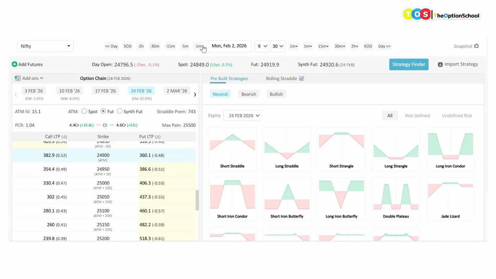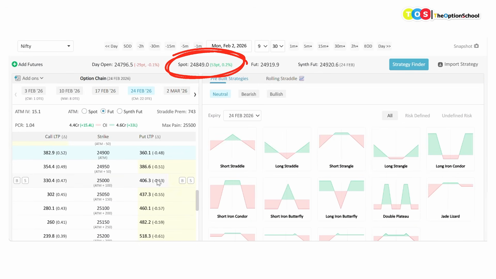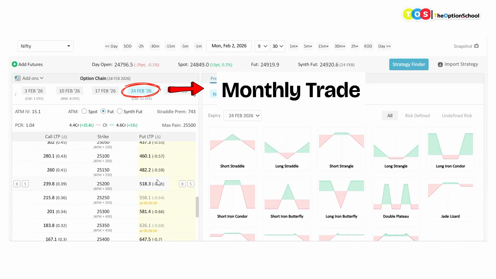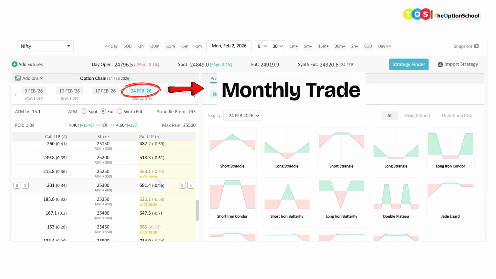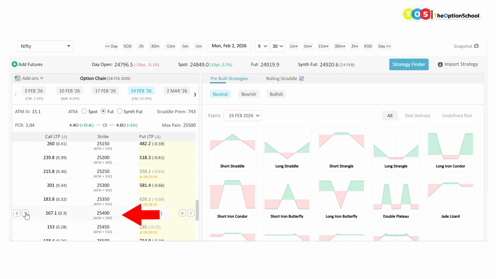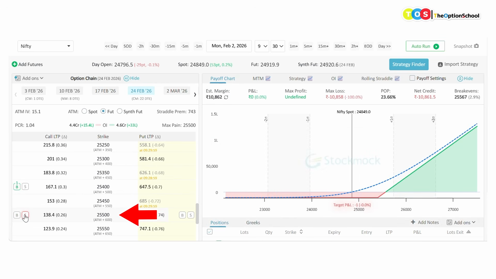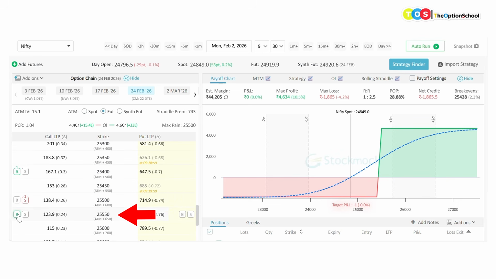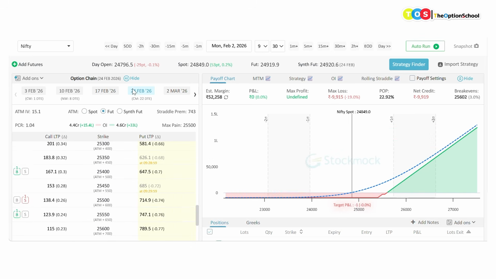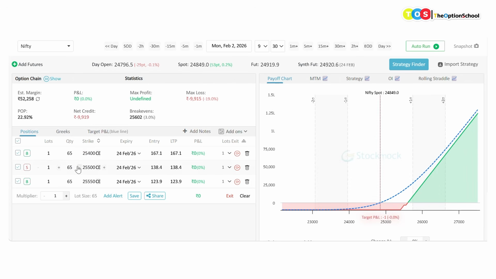So the market is at around 24,849 spot. So I will go up in the market and maybe I'll buy the 25,400 call. I will sell the 25,500 call and I will buy the 25,500. So which is this strategy, you need to tell me. Just let me first complete the strategy. So I will do 2 lots of this, right?